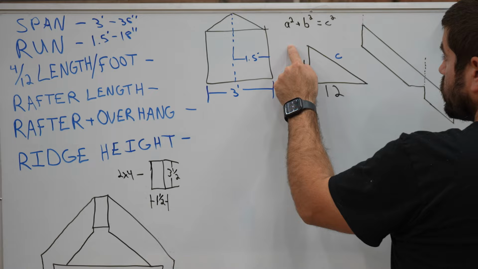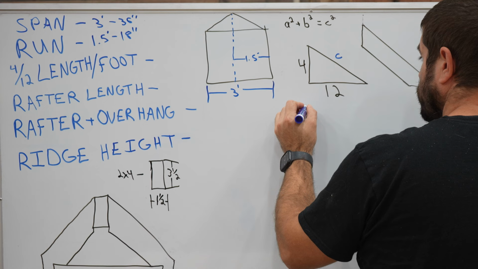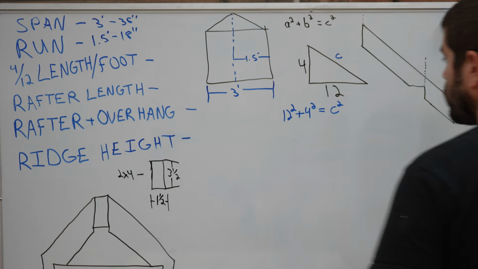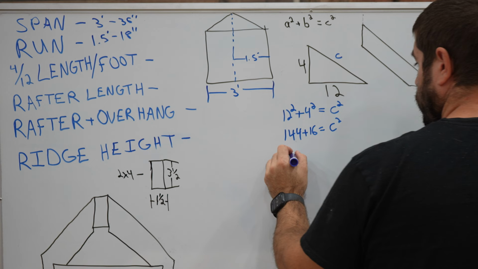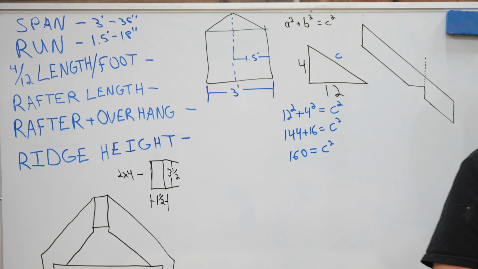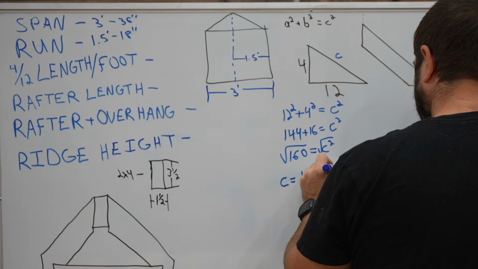To figure out what the length of c is, we use the Pythagorean theorem, a squared plus b squared equals c squared. So our a is 12 squared, and our b is 4 squared. So that's 144 plus 16 equals c squared. Simplified, it becomes 160 equals c squared. Taking the square root of each side, we get that c is 12.6491. This is the length of the rafter for every foot we have of run.